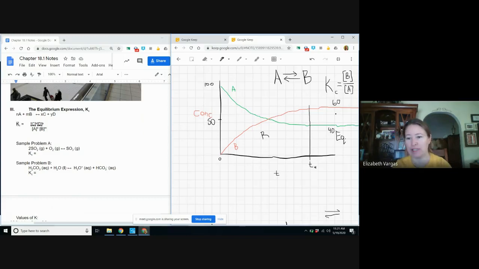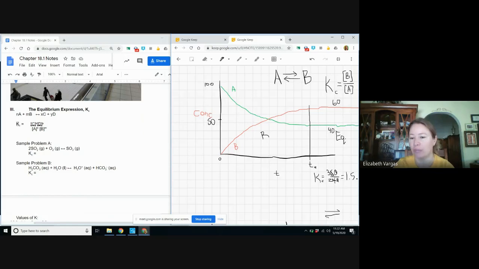So what would this be? It would be 60 over 40. Okay, 60 over 40 would give me, let's see, we can cancel the zeros. 6 over 4, we can cancel a 2, that's 3 halves. And 3 halves is 1.5. So my K for this made-up problem is 1.5.